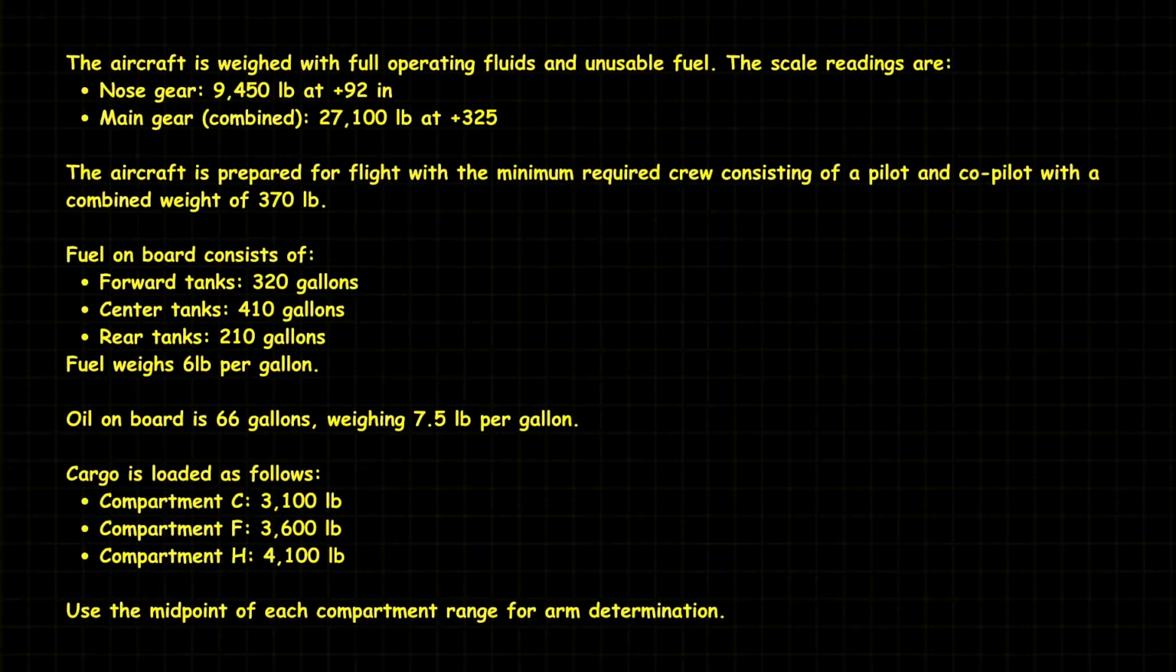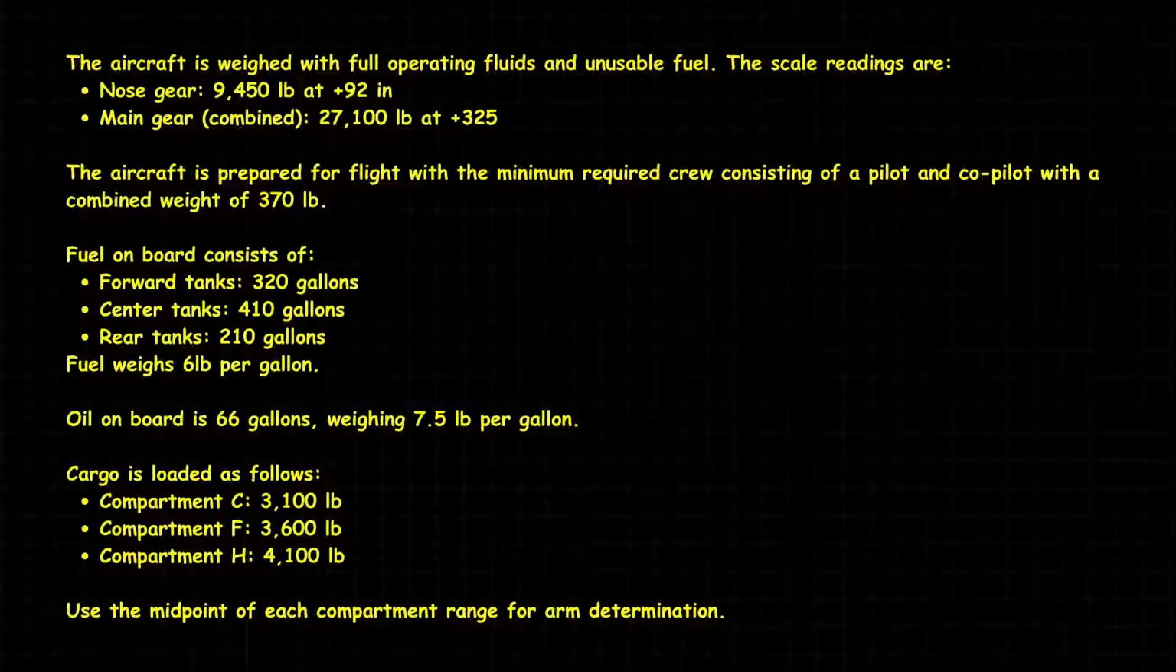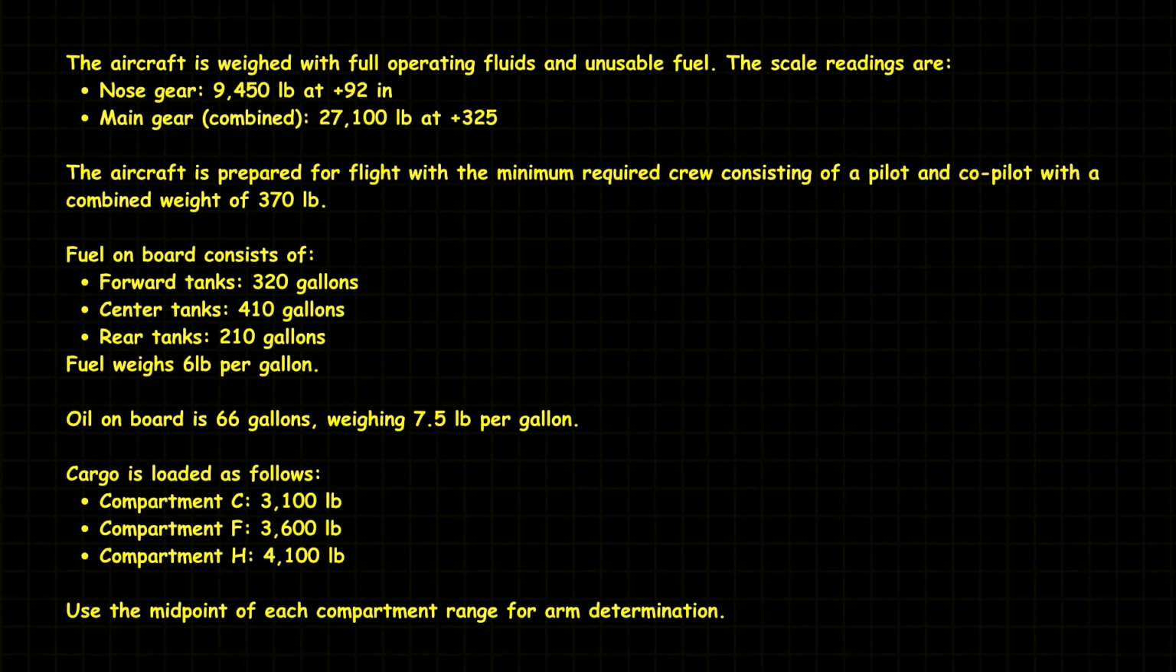Fuel on board consists of forward tank 320 gallons, center tank 410 gallons, rear tanks 210 gallons. Fuel weighs 6 pounds per gallon. Oil on board is 66 gallons, weighing 7.5 pounds per gallon. Cargo is loaded as follows. Compartment C is 3,100 pounds. Compartment F is 3,600 pounds. Compartment H is 4,100 pounds. Use the midpoint of each compartment range for arm determination.